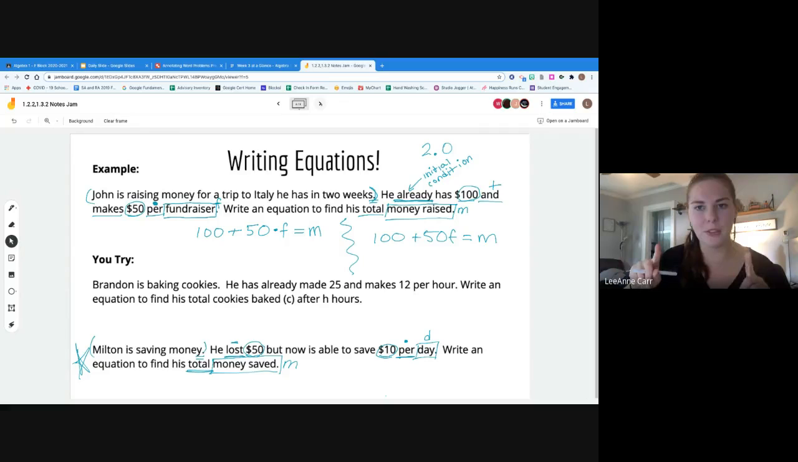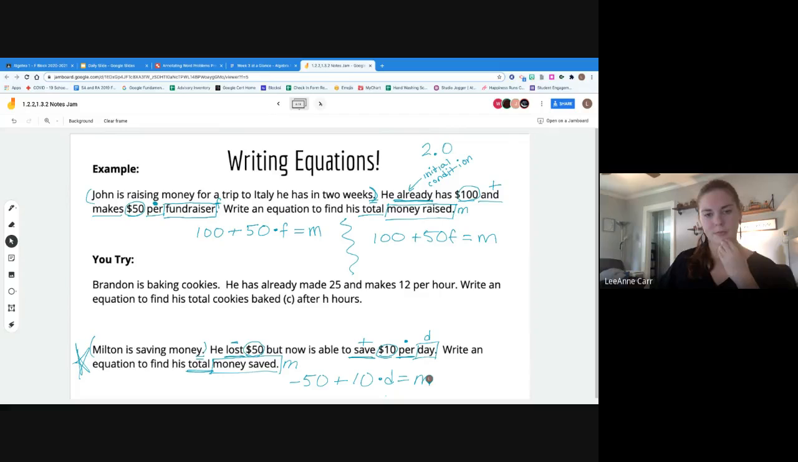And I think some of you have already kind of sorted this out. Our equation, we're going to read all the way through. I have negative 50. Oh, I missed an operation word. Nobody called me on it. Save would be plus. Negative 50 plus 10 per day equals our total money saved. Or you could just eliminate that multiply sign and put 10D.